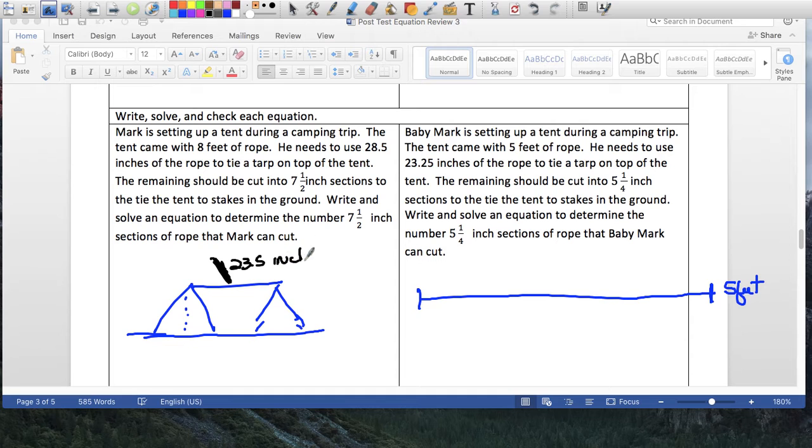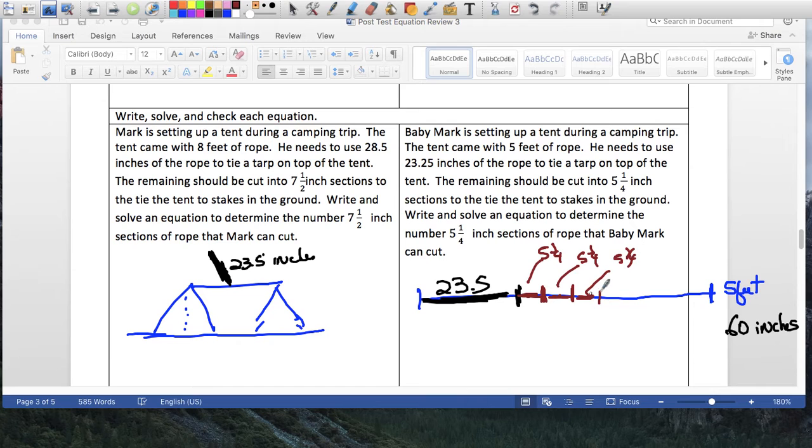Okay, inches. So from his initial 5 feet of rope, and the 5 feet of rope is the same thing as 60 inches, right? He's going to take this much and use it to tie the top of the tent, maybe to a tree or something. I have no idea. And then the leftover, which is this area right here, he wants to cut into 5 1/4 inch sections. So here is a section that measures 5 1/4 inches. Then he wants to cut another section that measures 5 1/4 inches. Another section that measures 5 1/4 inches, and so forth.